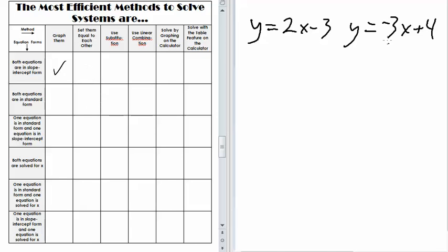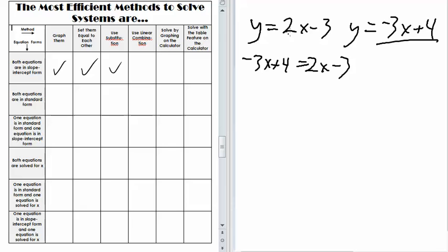We can set them equal to each other because I know that that is y, so I can go negative 3x plus 4 equals 2x minus 3. So I can use that method if I like. That is a form of substitution, so I am just substituting. Linear combination or elimination is that method where we add them together. In this case, that wouldn't do us any good, so we wouldn't use that.